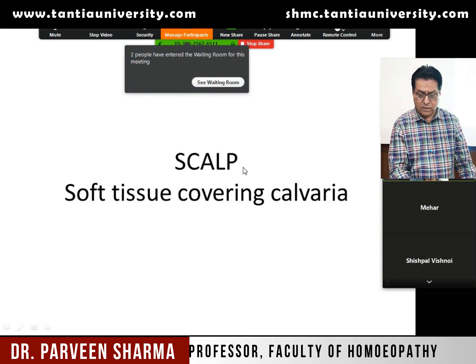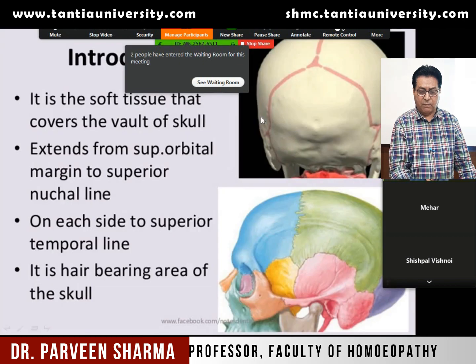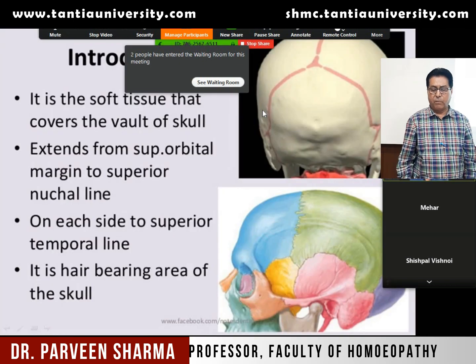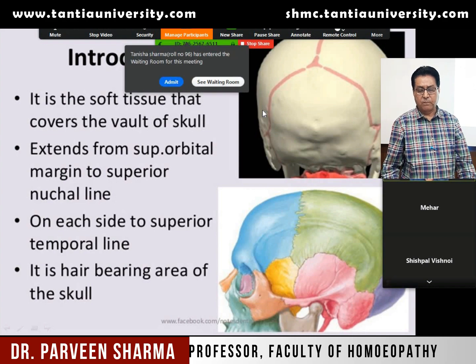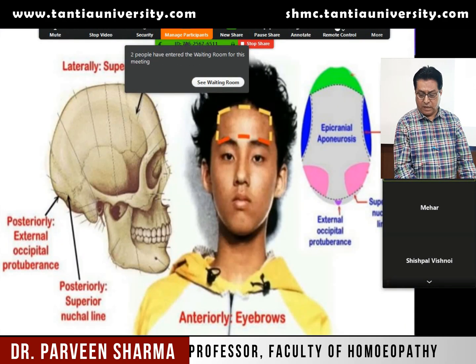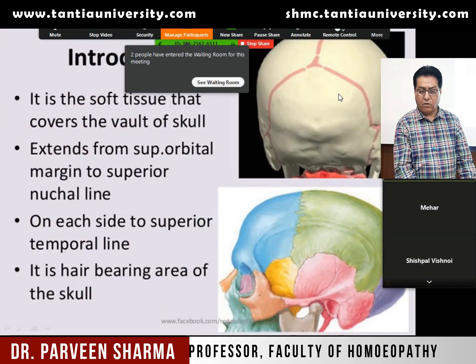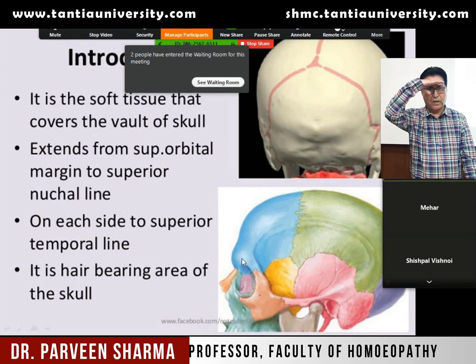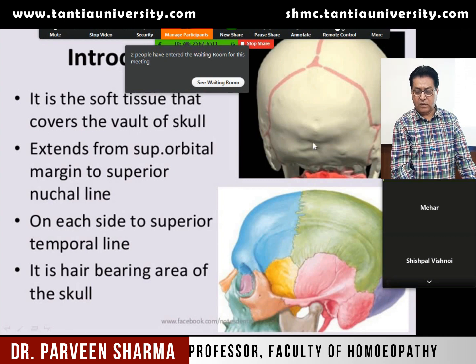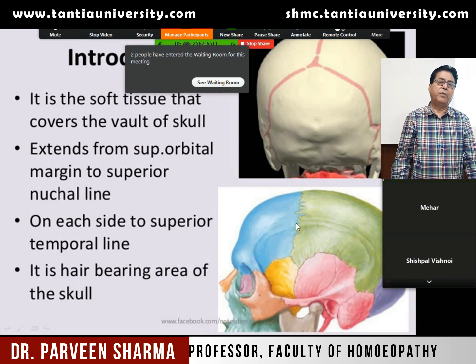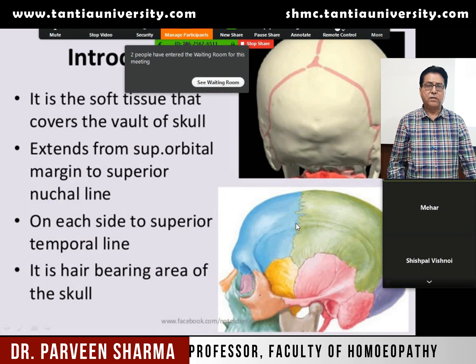Now, when you see the boundaries of the scalp, if you can make out on this screen picture, posteriorly it is bounded by the superior nuchal line. Anteriorly you have the supraorbital margin. This is the supraorbital margin. So anteriorly your scalp is from the supraorbital margin, posteriorly you go to the superior nuchal line, and laterally you have the superior temporal line. These lines you can make out are the superior temporal lines. So this area is the hair bearing area on your skull.